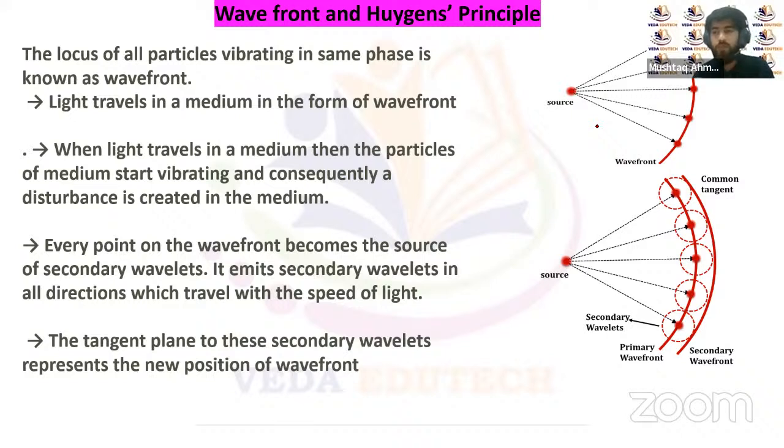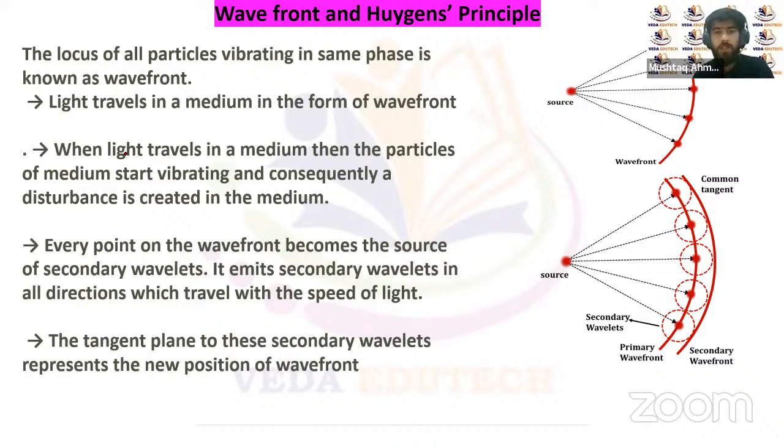So Huygens said that a wavefront is nothing but the locus of all particles which are vibrating in the same phase. It means that the particles will reach their maxima at the same time, minima at the same time, and the zero position at the same time, or they will gain maximum speed at the same time and minimum speed at the same time. That's what we mean by particles in the same phase. So wavefronts are the locus of particles in space which are vibrating in the same phase.